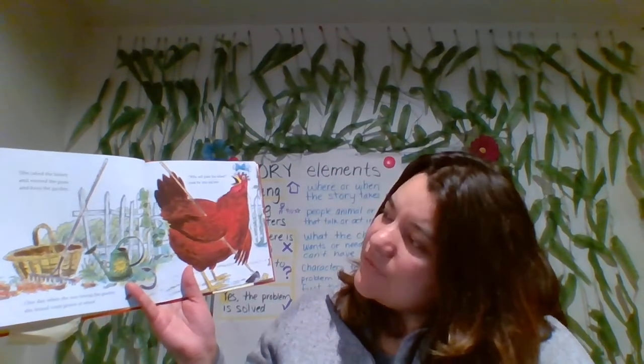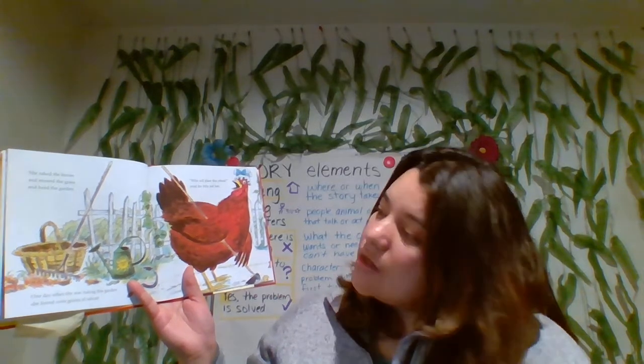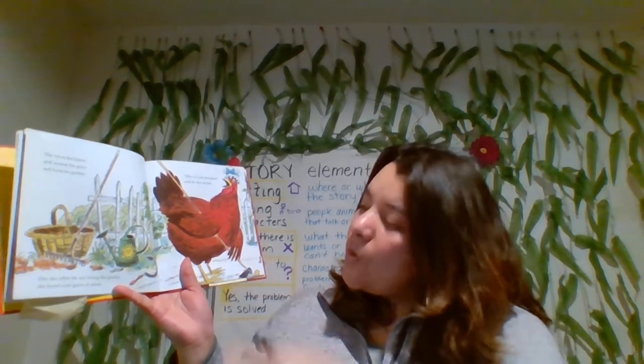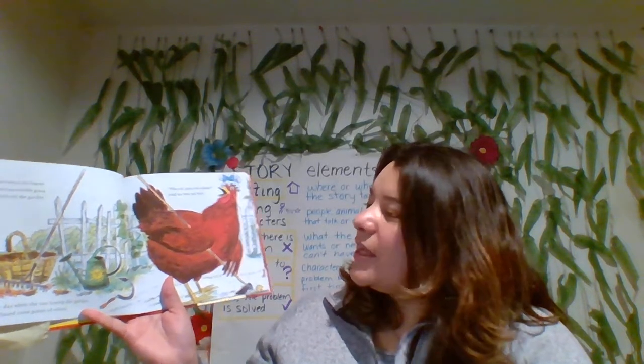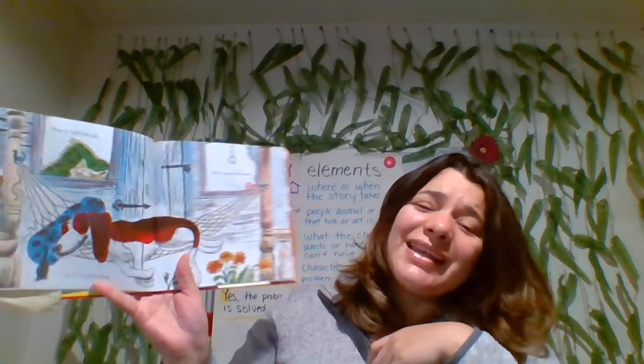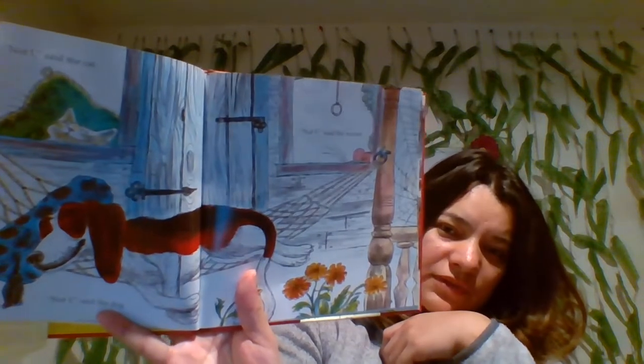She raked the leaves and mowed the grass and hoed the garden. One day, when she was hoeing the garden, she found some grains of wheat. "Who will plant this wheat?" cried the little red hen. "Oh, not I," said the cat. "Oh, not I," said the dog. "Not I," said the mouse. "Then I will," said the little red hen.